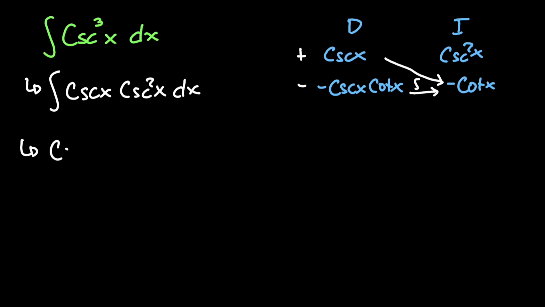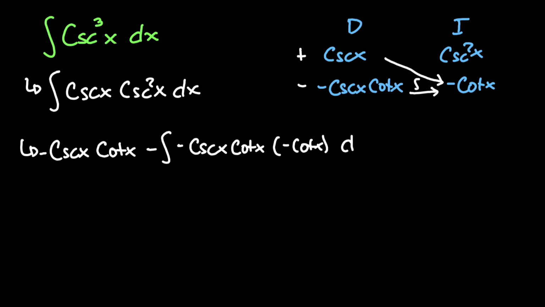So this would be cosecant x times negative cotangent of x. So this can be negative cosecant x cotangent of x minus the integral of negative cosecant x cotangent of x multiplied by negative cotangent of x dx. There are two negatives here, so this would cancel each other out. And since there are cotangent x and cotangent x here, this can be cotangent squared of x.